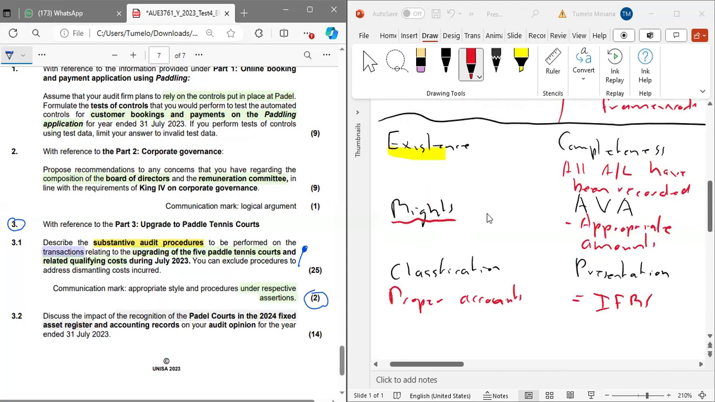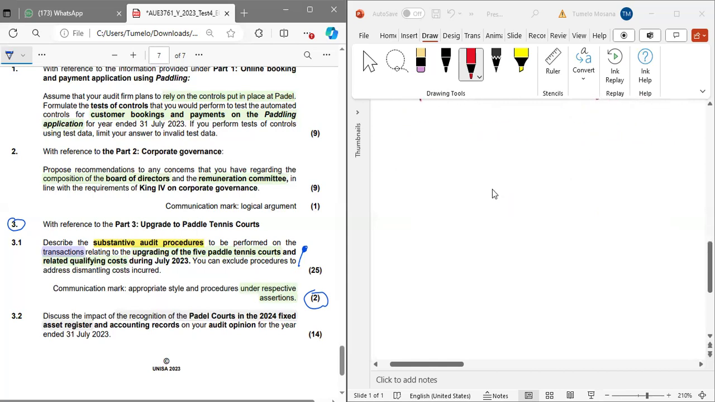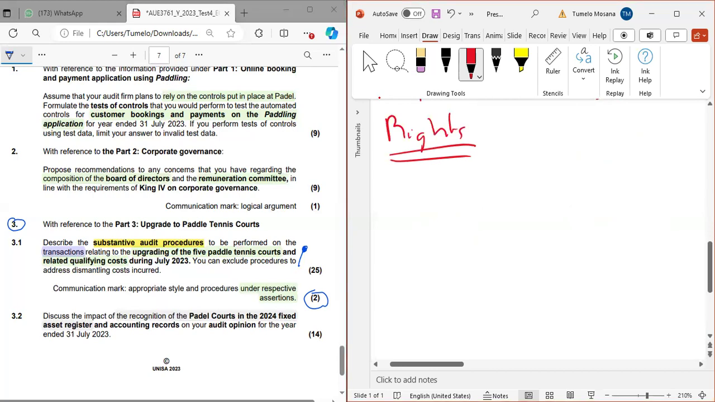With the rights, the substantive procedures you want to check are whether you own the assets. So how would you do that? Let me write it for you. With the rights, you want to check whether you own the assets. Obviously, you would need to inspect maybe the directors' minutes. There is another one you can use, which is to inquire from management whether you own them.